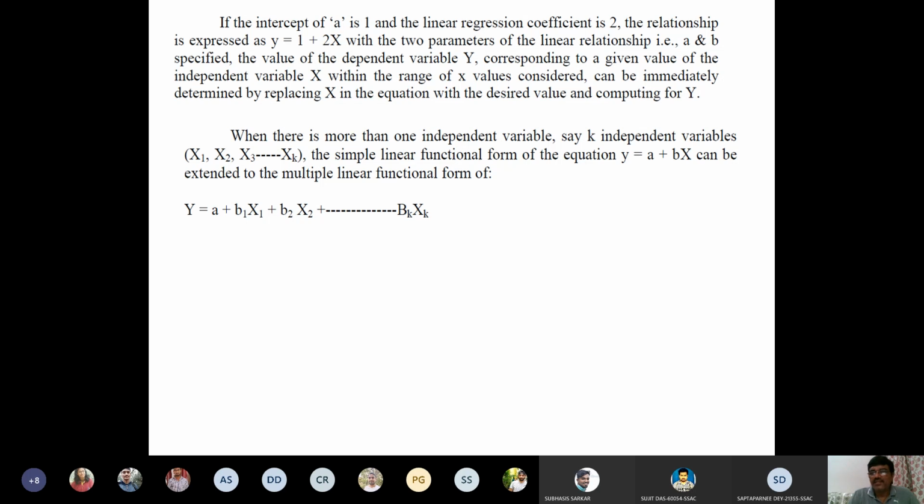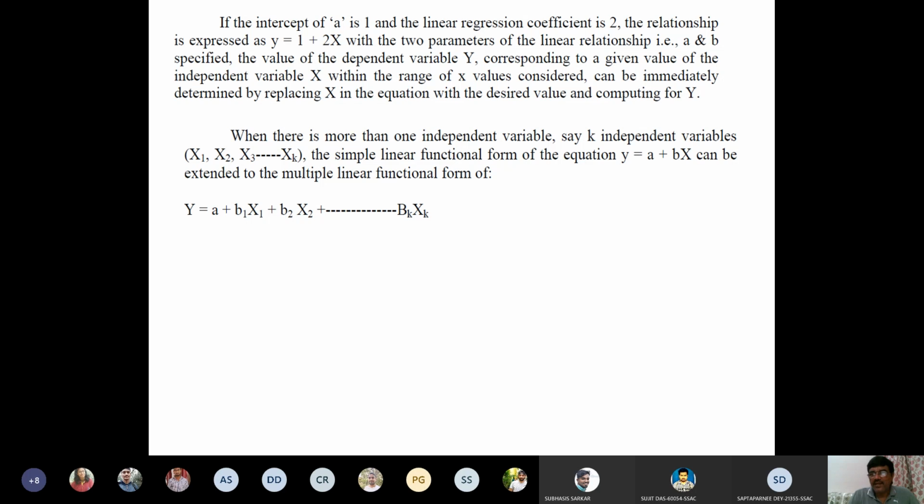Then you can make predictions from this equation. Just change the x, because the equation is y is equal to 1 plus 2x, and in place of x you can put 30, 40, 70, any level within the range. Suppose the highest level was up to 150. So within this range from 0 to 150, you can make predictions.